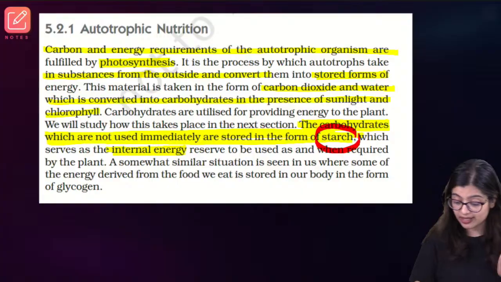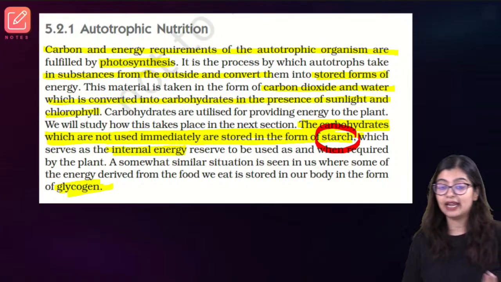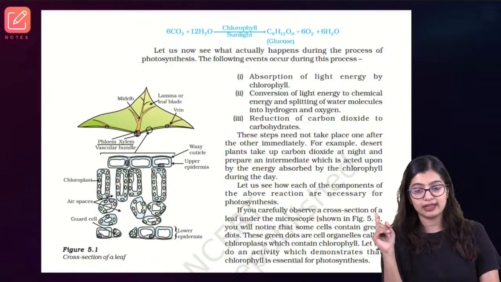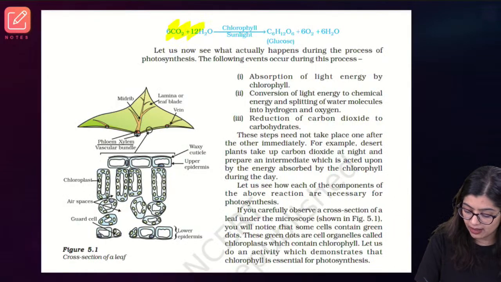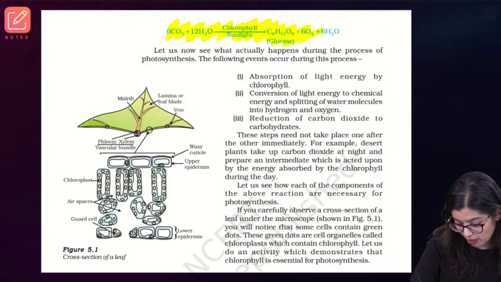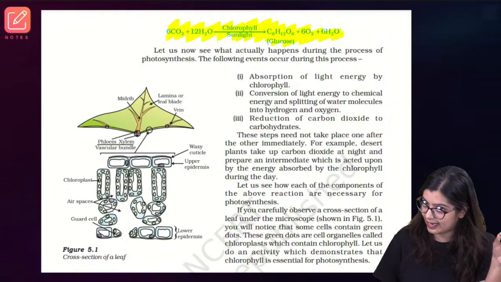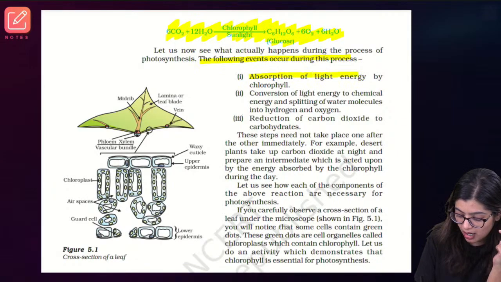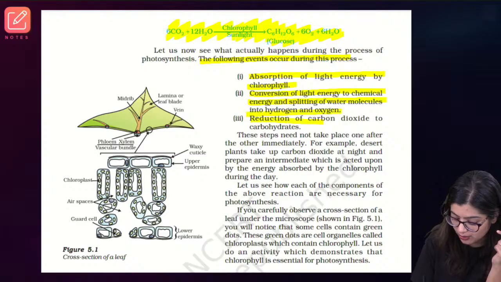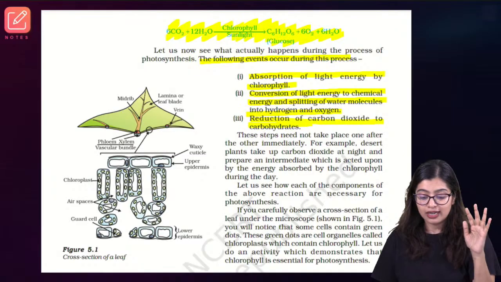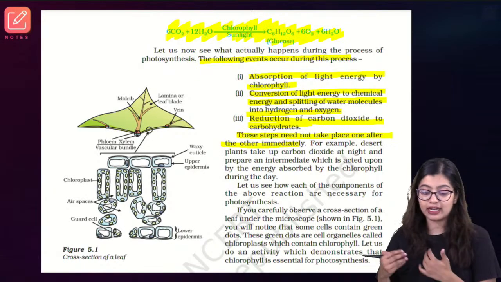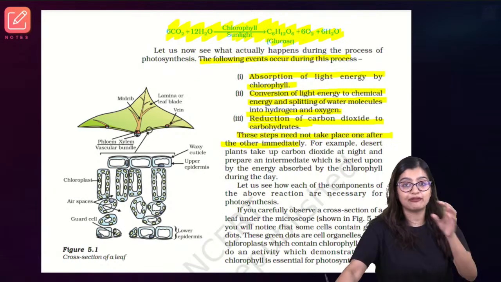Now in our body, what is our internal energy reserve? In our body, we store it as glycogen. Yes? So this is one thing to remember. Now this right here is the equation for photosynthesis, which all of you can highlight and underline. And these are the three important steps: absorption of light energy, conversion into chemical energy and splitting of water molecules, and reduction. Now remember that it is not always that it takes place one after the other, right? We see that it differs in some cases.